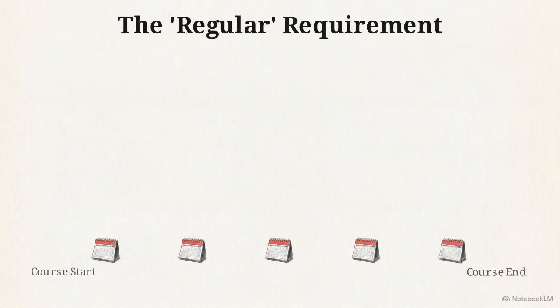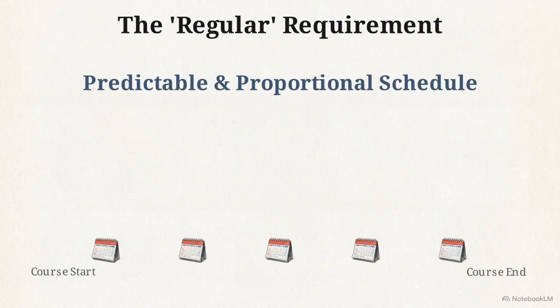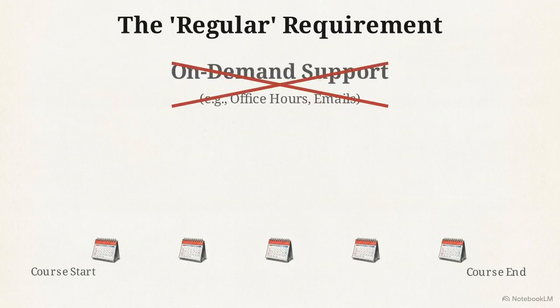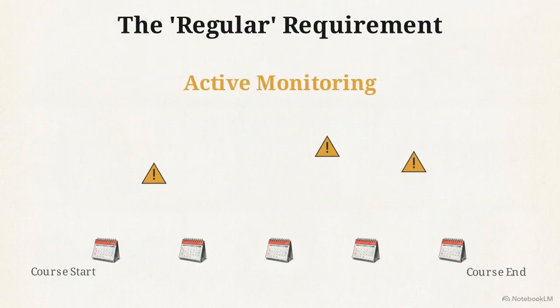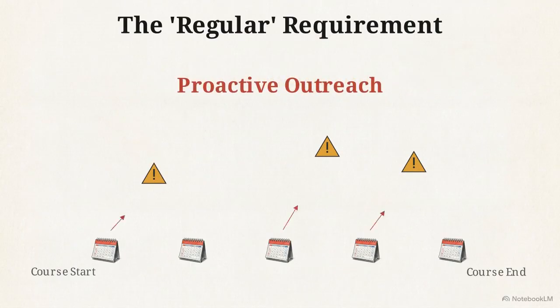The regular half of the requirement focuses on timing. Interaction must occur on a schedule that is predictable and proportional to the length of the course. This must be instructor-initiated. Being available for office hours or responding to student emails is merely on-demand support. Regular interaction requires monitoring student engagement and proactively reaching out when data shows a student needs help.